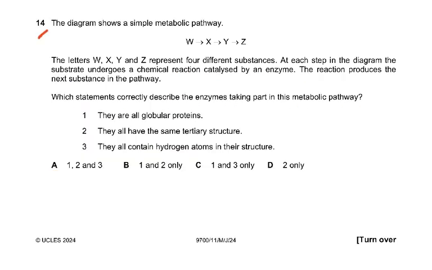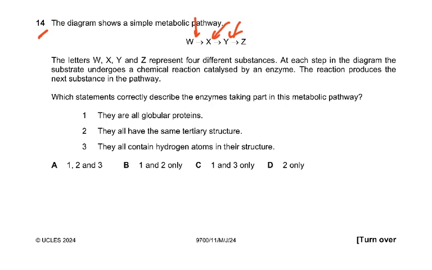Then coming to question number 14, the diagram shows a simple metabolic pathway, W to X, X to Y, Y to Z. The letters W, X, Y, Z represent four different substances: starch, maltose, glucose. At each step in the diagram, the substrate undergoes a chemical reaction catalyzed by an enzyme. So this is another enzyme, this is another enzyme, this is another enzyme. The reaction produces the next substance in the pathway. Of course, we'll have to come up with a fourth one, so we probably have to come up with something else, like proteins into tripeptides and then dipeptides and then into amino acids.